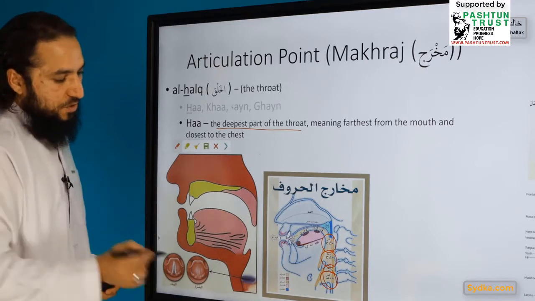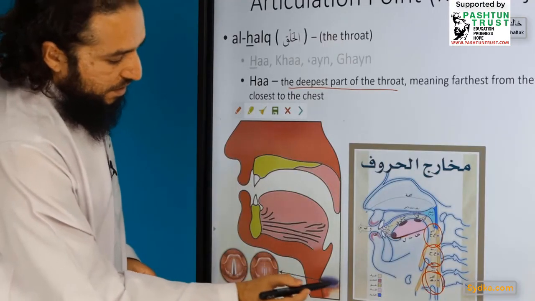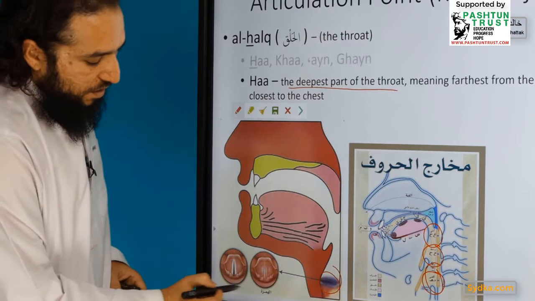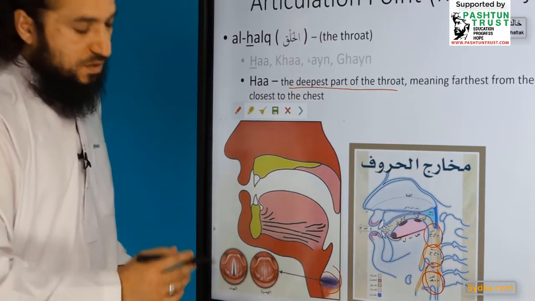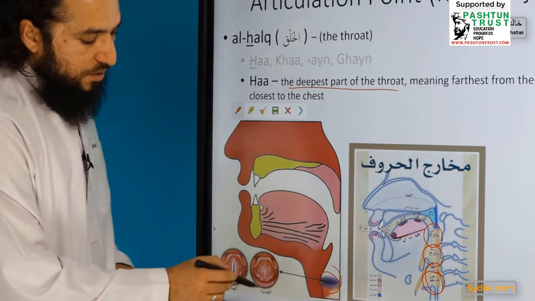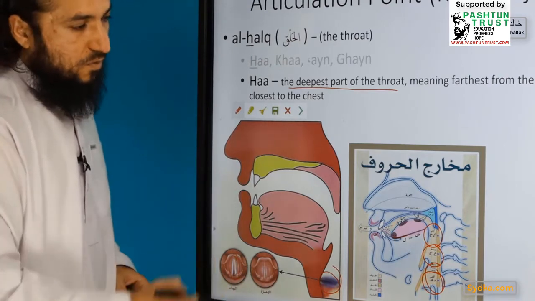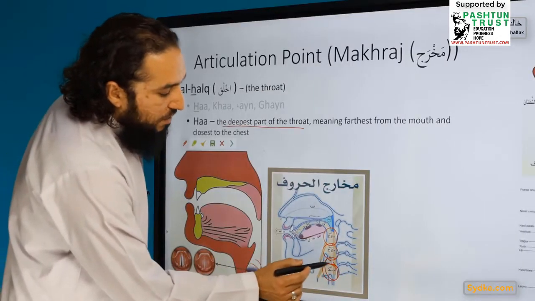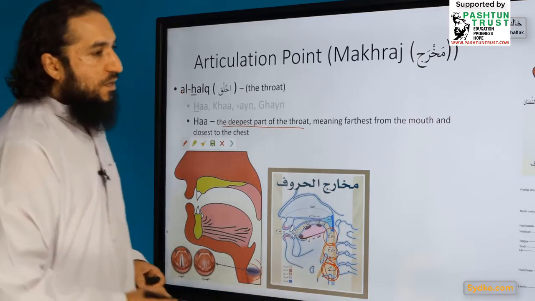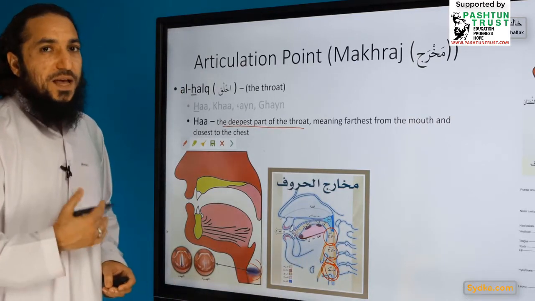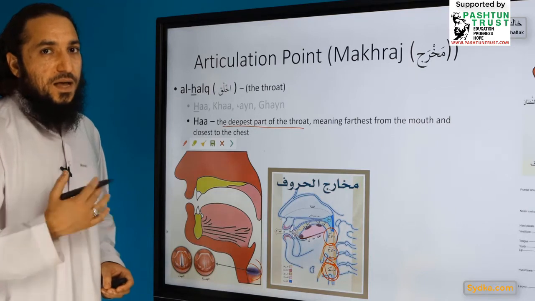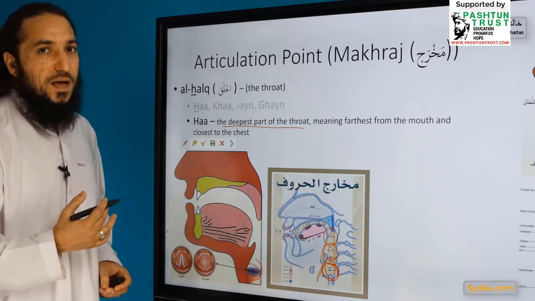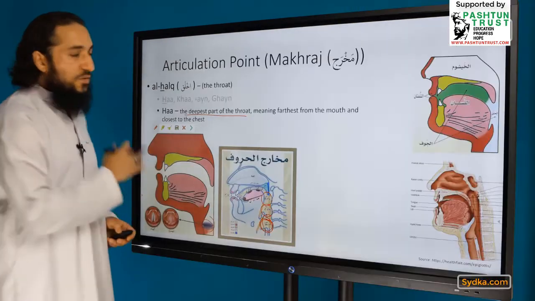That's the articulation point. And if you see here, in Ha, the vocal cords are slightly open compared to the other one, Hamza, which is almost closed. So the vocal cord remains slightly open, but it is pronounced from the deepest part of the throat. As the sound is Ah, Ah, and the letter is Ha, okay? Different than the other Ha.